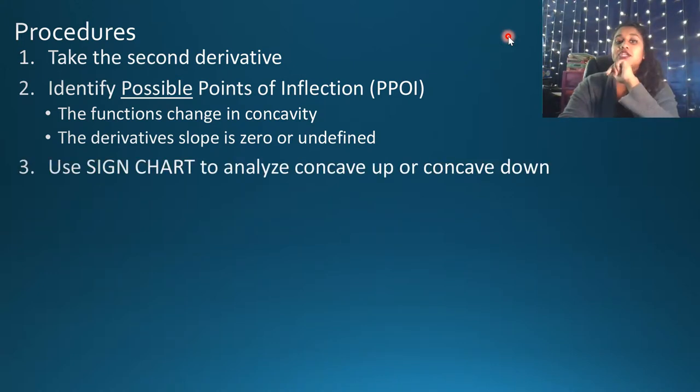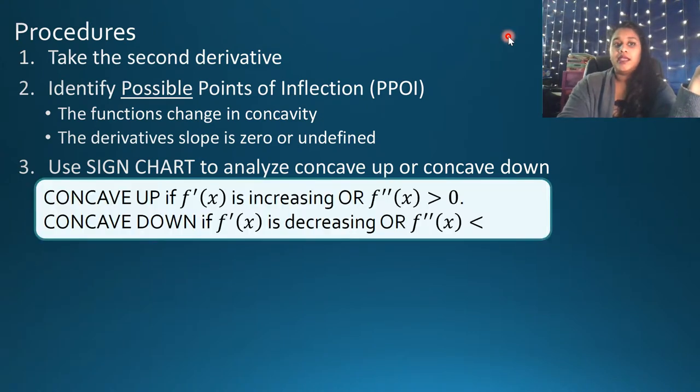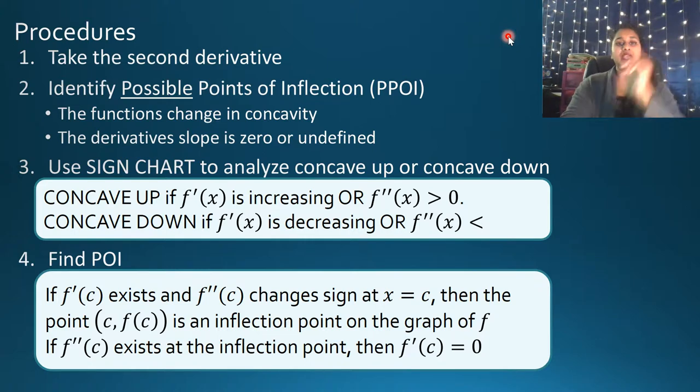Then we use the sign chart to analyze whether it's concave up or concave down, or you use a graph. And if it is concave up, f prime is increasing or f double prime is greater than zero. Concave down, f prime is decreasing, f double prime is less than zero. And I'll show you all what that means in just a second. And then of course you identify true points of inflection. There is no difference between above and below and below and above the way there was with maxes and mins.